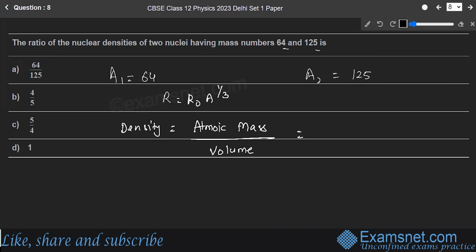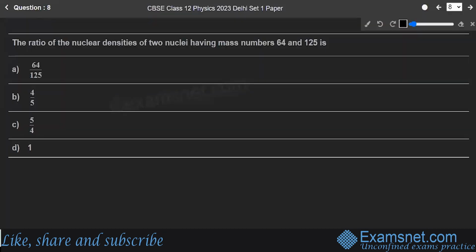So atomic mass, here I'm taking A as atomic mass. This is for the first one, and question number 8: the ratio of the nuclear densities of the two nuclei having the mass numbers this and this is which of these? Let's say the first mass number is 64 and the second mass number is 125.